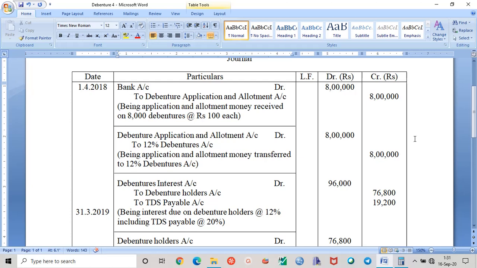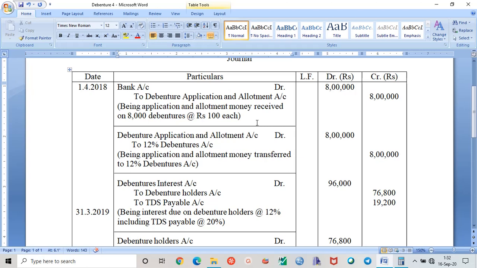Students, now we are in question number 4. We can see here that the company had issued 8,000 12% debentures of rupees 100 each, redeemable at par. Whenever you see this term redeemable or redemption, it means that the debentures are to be repaid. So we will discuss this redemption portion afterwards.